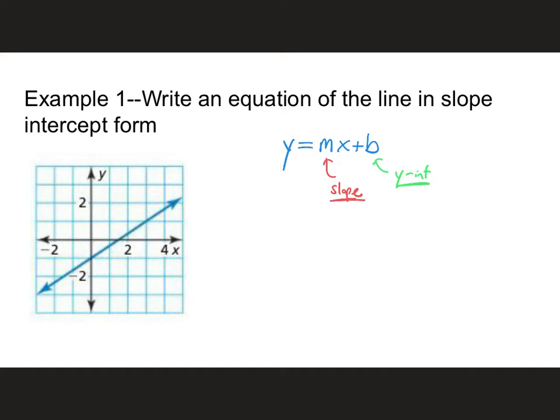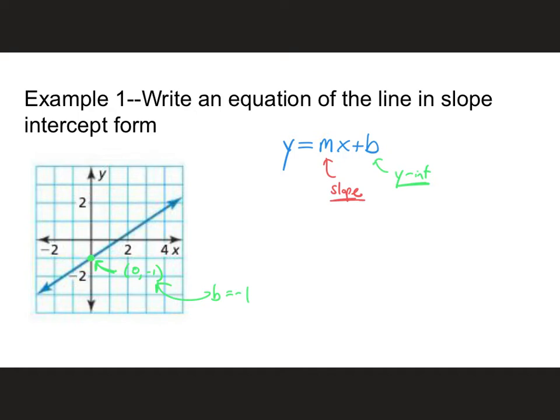So, lucky for me, when I'm given a graph, the y-intercept is very obvious. It's wherever the graph crosses the y-axis. And in this case, it crosses at the point (0, negative 1), which means the value for b is equal to negative 1.